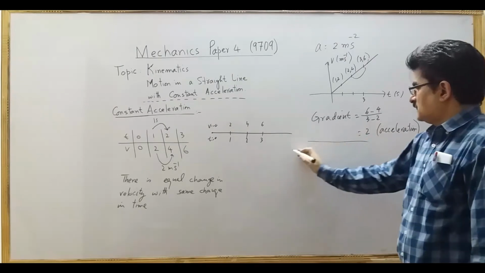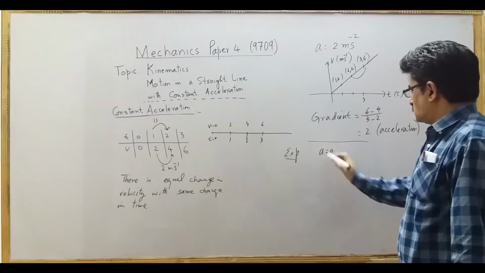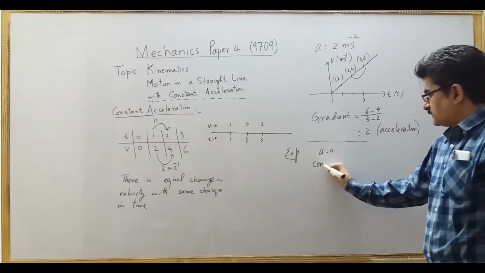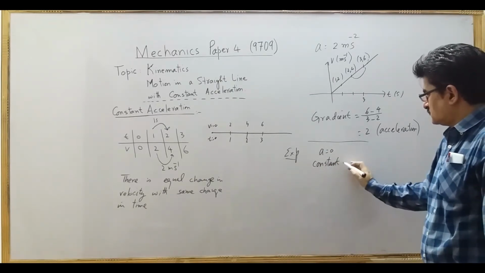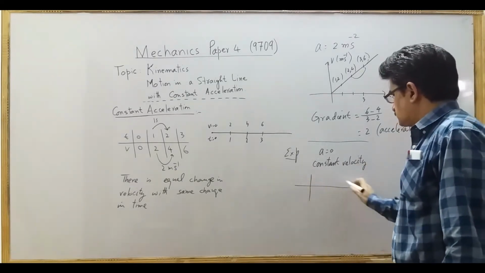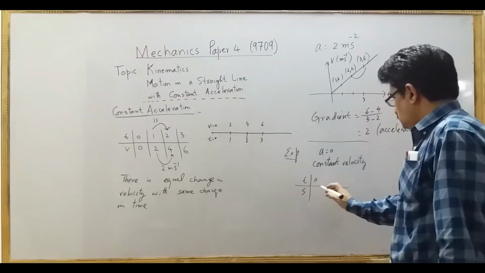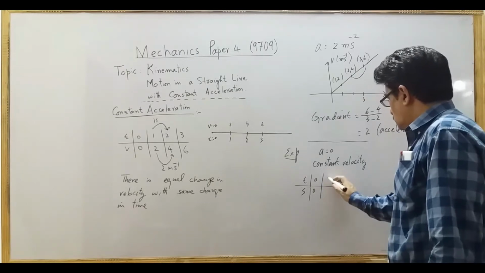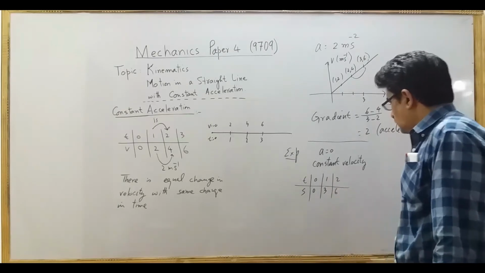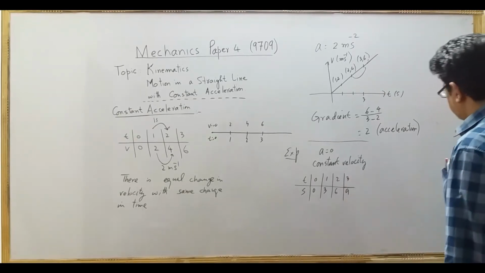Now we have another example in which a is equal to 0. So body is moving with constant velocity. Suppose we make this table. When time is 0, displacement is 0. After 1 second, displacement becomes 3 meters. After 2 seconds, it becomes 6 meters. It becomes 9 meters, and so on.